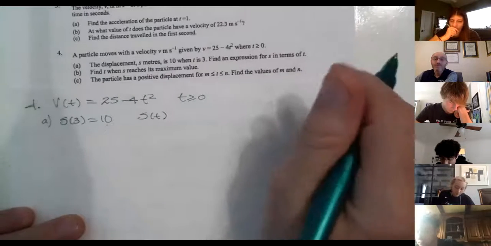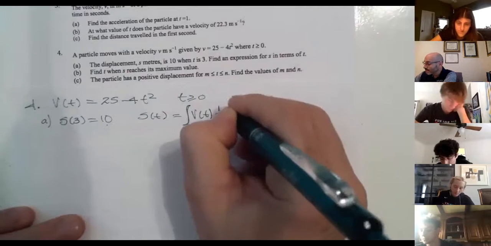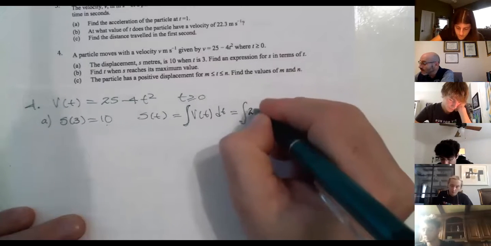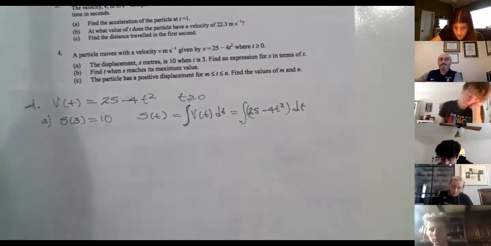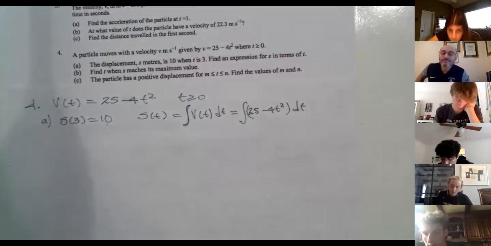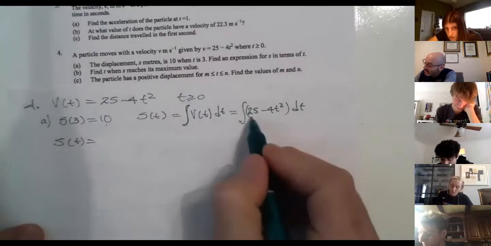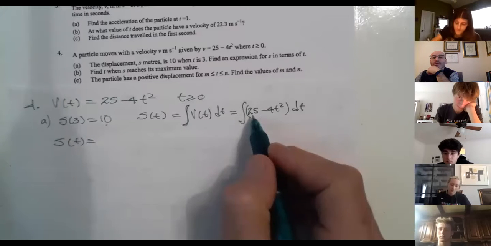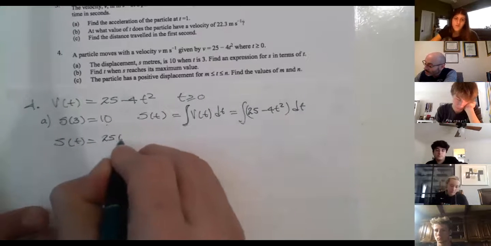Find s of t. Well, as we did in the previous example, s of t will be the antiderivative of the velocity, right? Which will be the integral of 25 minus 4t squared dt. All right. So let's find that antiderivative. What is the antiderivative of 25? What do we have to differentiate to get 25? 25t. Yeah, 25t. All right.